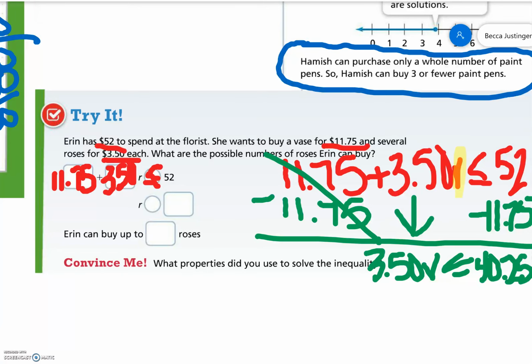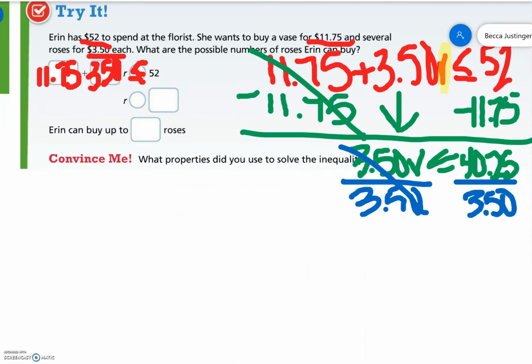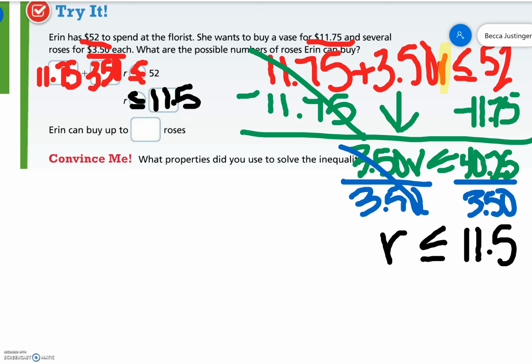My last step to getting R by itself is to divide both sides by 350. So it cancels out on the left, and remember, since we're dividing by a positive number, we do not have to flip the inequality sign. That's only when you're dividing by a negative number. So that gives us R is less than or equal to 11.5. So she can buy 11.5 roses or less, but you can't buy half of a rose. So the most amount of roses she can buy is 11.